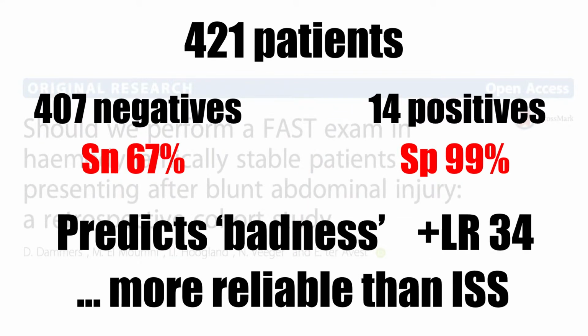The positive FAST scan in these stable patients predicts inpatient morbidity and mortality, and it does so with a positive likelihood ratio in excess of 30. In this study, the FAST scan performed more reliably than the injury severity score in predicting bad outcomes for patients.